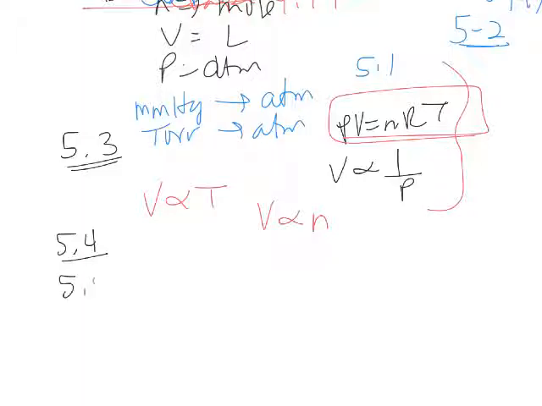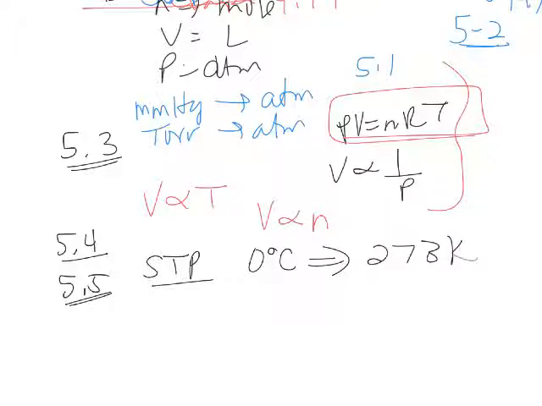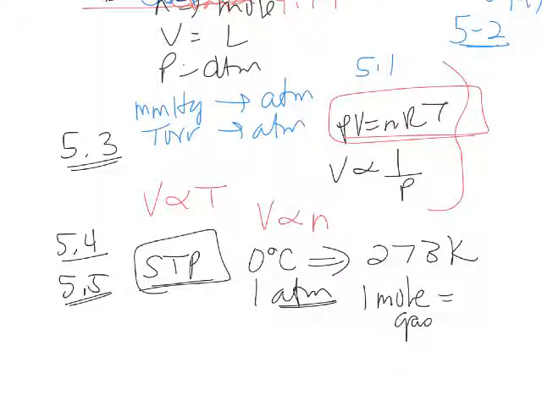Section 5.5 has some good questions about STP. Well, what's STP? 0 degrees Celsius, but we don't deal with Celsius, right? We're dealing with 273 Kelvin. And we're talking about 1 atmosphere. So whenever it says STP, you have a conversion factor: 1 mole of whatever gas equals 22.4 liters.